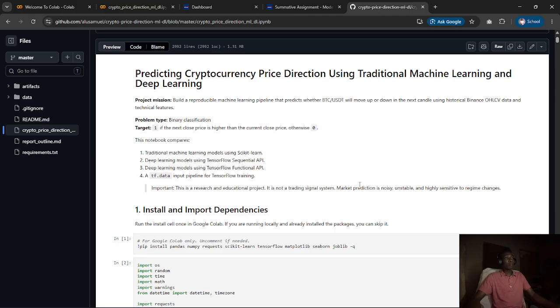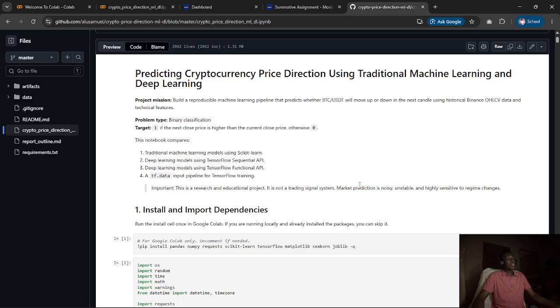In this video, I'm presenting my final machine learning project titled Predicting Cryptocurrency Pricing Direction Using Machine Learning and Deep Learning. This project was processed on my local PC using a local Python and Jupyter Notebook environment. The objective is to build a complete machine learning pipeline that predicts whether the BTC/USDT price will move up or down in the next candle using historical cryptocurrency market data.